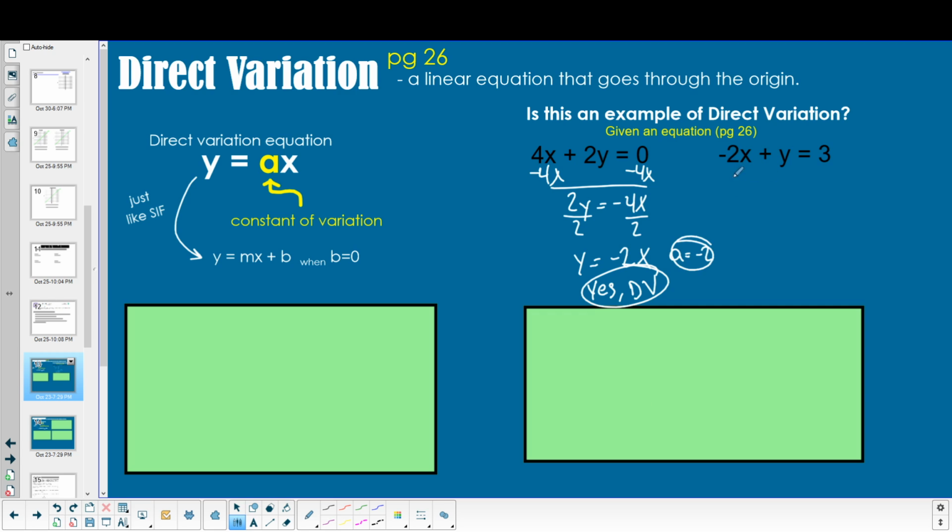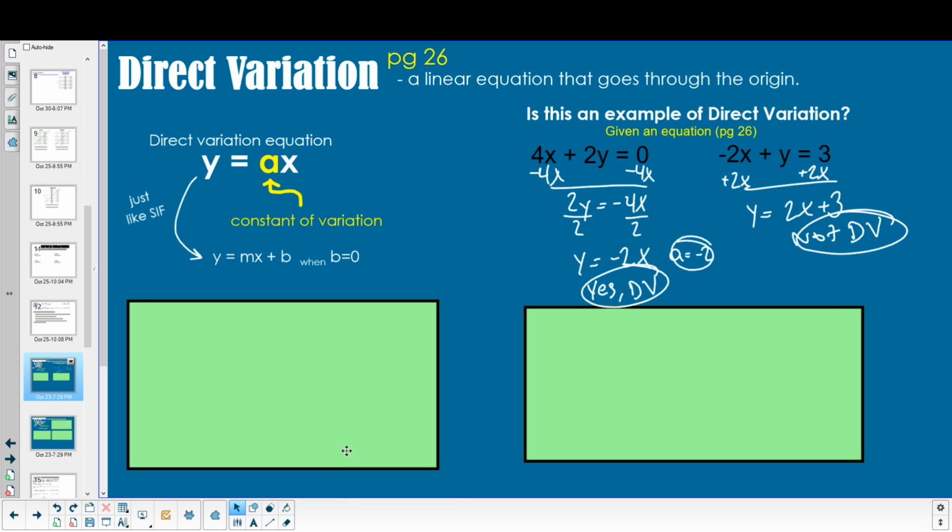Same thing, we want to get y by itself. So we're going to go ahead and add 2x to both sides. So we have y equals 2x plus 3. Okay, we've isolated y, and you know what? It looks more like this. We have a y-intercept of 3, not 0. So this is not direct variation. So we'll write not direct variation. Okay. All right, let's keep moving.